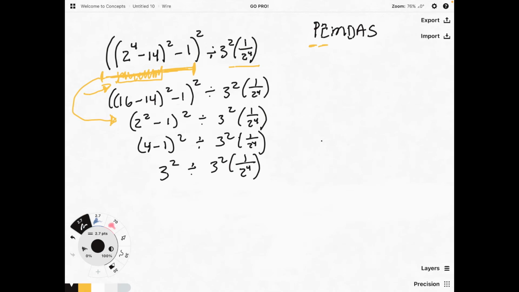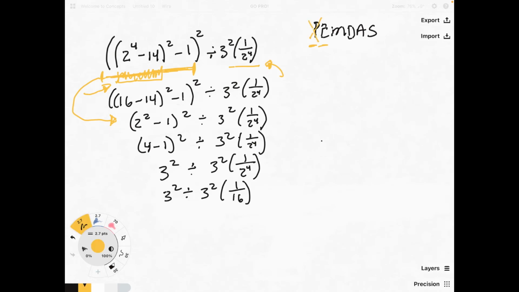So now we need to complete the second parenthesis that we had over here, the siloed one. So 1 over 2 to the fourth is equal to 2 times 2, which is 4, times 2 is 8, times 2 is 16. So now we have 3 squared divided by 3 squared, 1 over 16. Okay, so now we have completed all of the parentheses. So now all the parentheses are gone. So our next thing we look at, the next operation, are exponents. And so we do exponents over the entire equation.